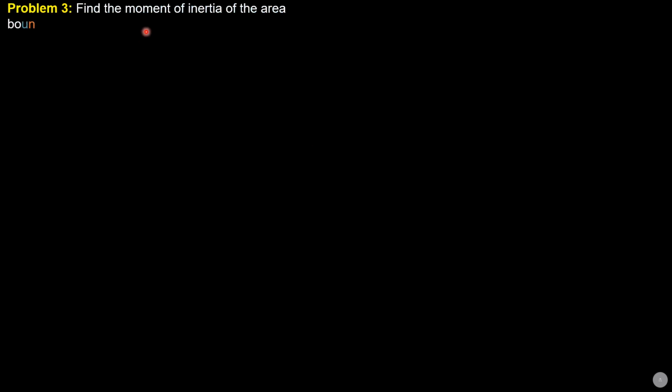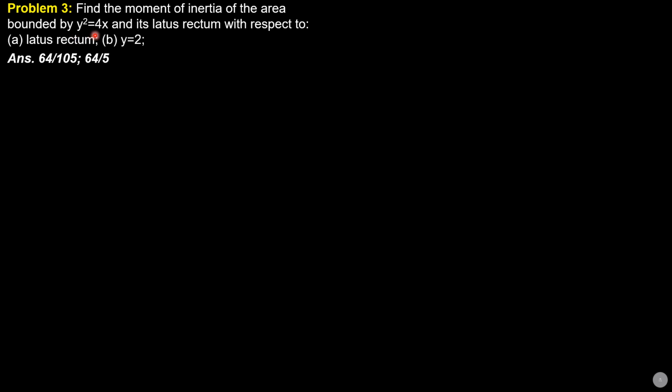So problem 3: find the moment of inertia of the area bounded by y squared equals 4x, which is a parabola open to the right, and its latus rectum, with respect to part A, the latus rectum, and part B, y equals 2. Since the length of the latus rectum is 4, the distance from the vertex, which is at the origin, to the latus rectum is 1. And it is shown in the figure.